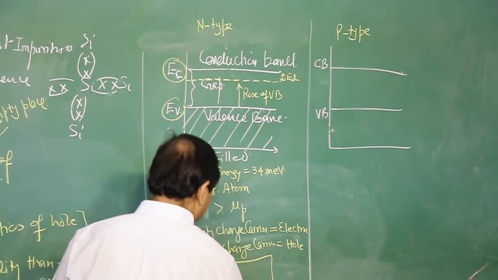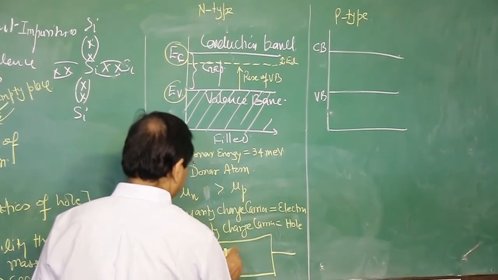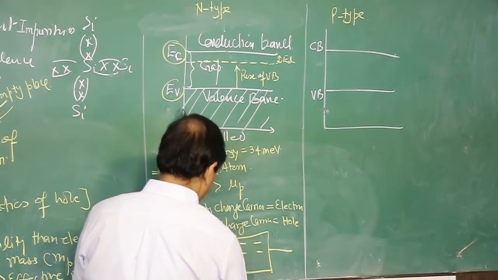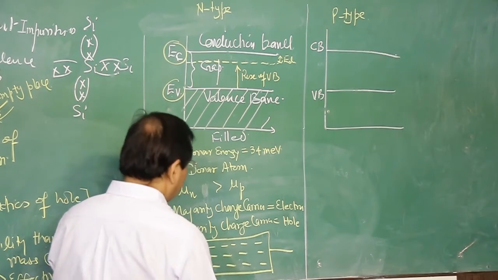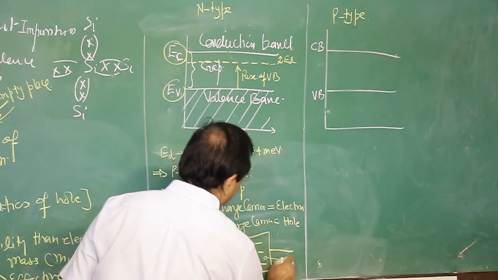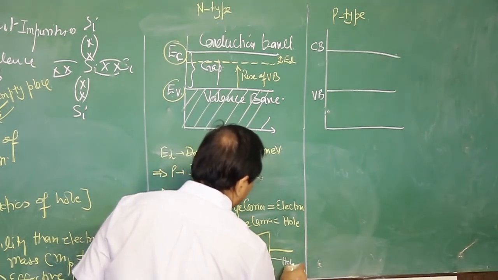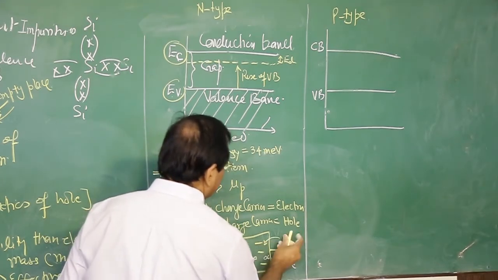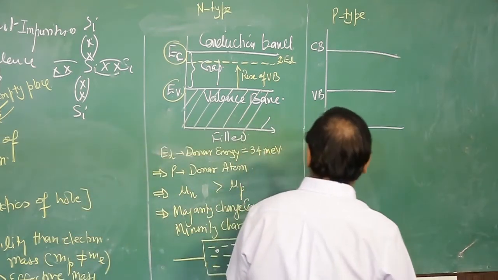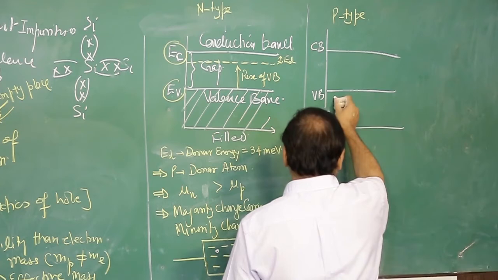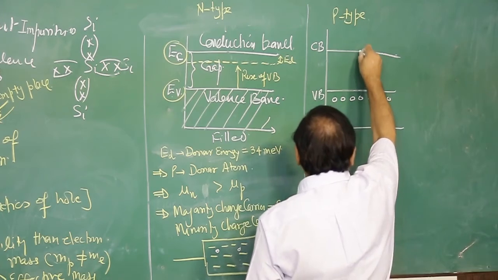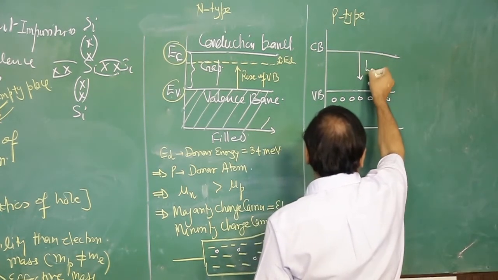The crystal diagram of this n type is: these are the electrons, the majority charge carriers, and the minority charge carriers are holes. So, this one is a hole, less in number, and this one is electron. Similarly, we have the formation of holes inside the valence band in case of p type.